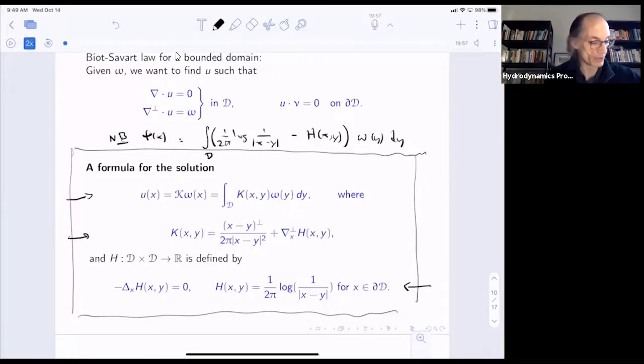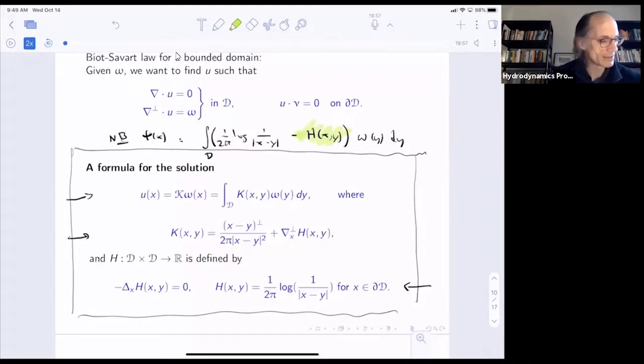K is the orthogonal gradient of this kernel. Okay, so let me see. What's the point? The point is, if I temporarily ignore the h of x,y term, we know that the Laplacian of that thing is equal to omega. And that was one of the conditions I wanted for psi.